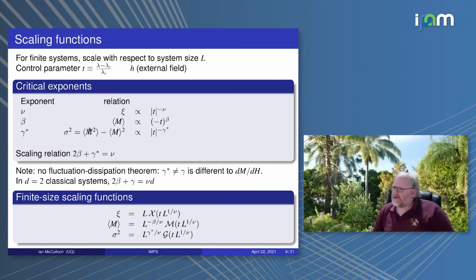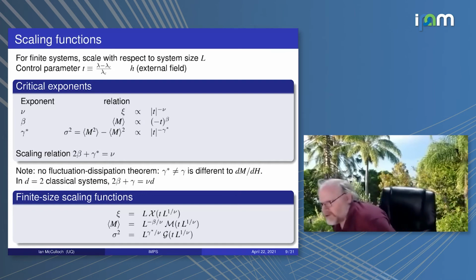So the key exponents that we're going to be looking at is the correlation length exponent nu. That tells me how quickly the correlation length diverges as I tune my system towards the critical point. The magnetization or order parameter exponent beta tells me how quickly my order parameter goes to 0 as I approach my critical point. And I've also got gamma star, my variance exponent, which tells me how quickly the fluctuations of my order parameter diverge as I approach the critical point.